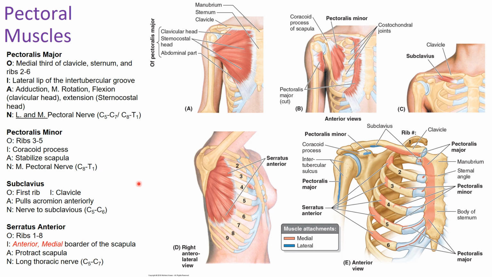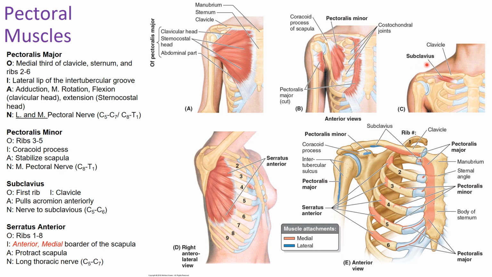Now, going over the last two muscles of the pectoral region, we're going to talk about the subclavius. The subclavius is going to originate from the first rib, and it is going to insert onto the clavicle. And what this is going to do is when you have contraction, so the insertion point is pulled towards the origin, you are going to have the acromion pulling anteriorly. So that's the main function of the subclavius muscle.